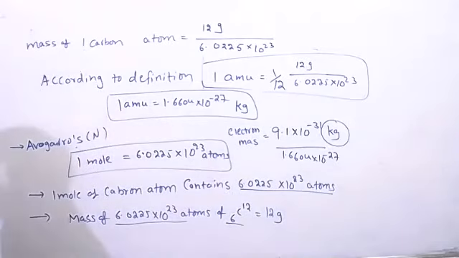So the mass of electron, mass of proton, mass of neutron, we can convert into AMUs by using that formula. Very important formula, so keep in mind.